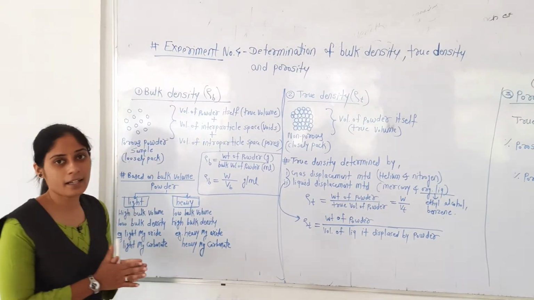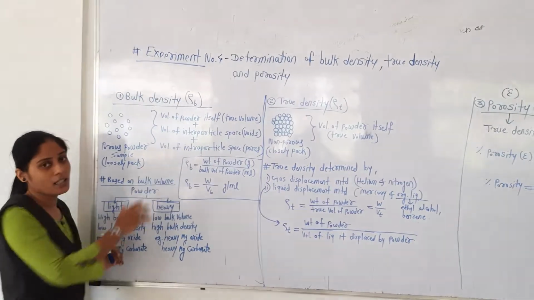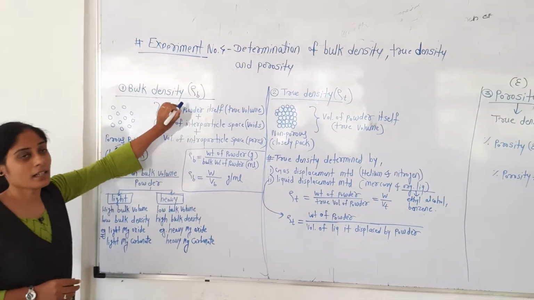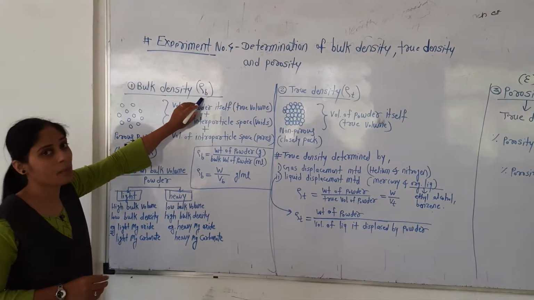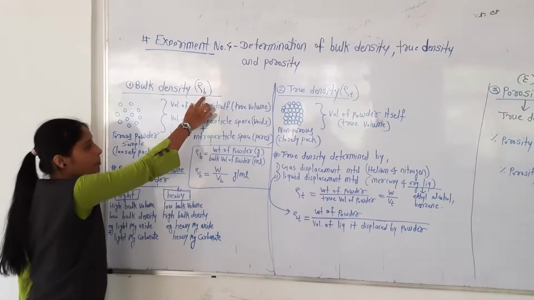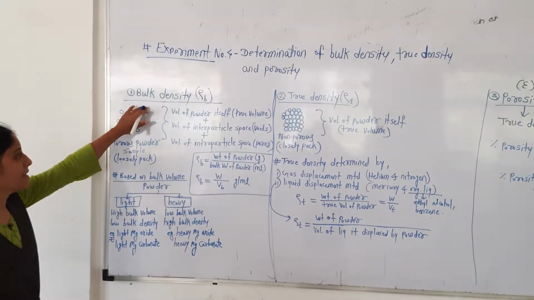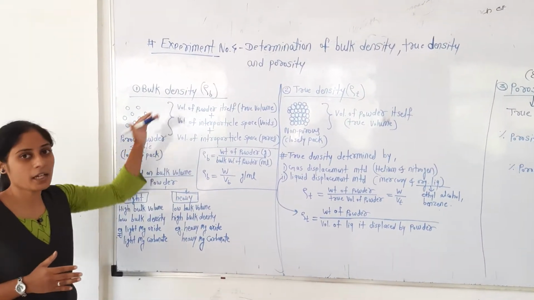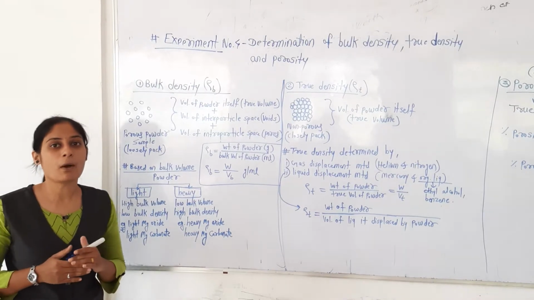Okay. So first, bulk density. We can indicate the symbol as rho B. Rho is the symbol for density and small b indicates the bulk. So it is the bulk density, rho B. So in bulk density, in any powder sample we have to check their bulk density. Suppose we have to take any one powder sample.